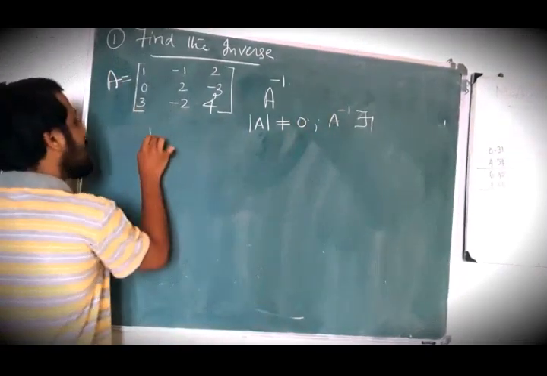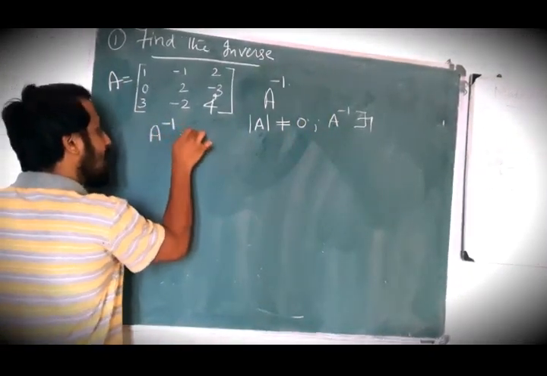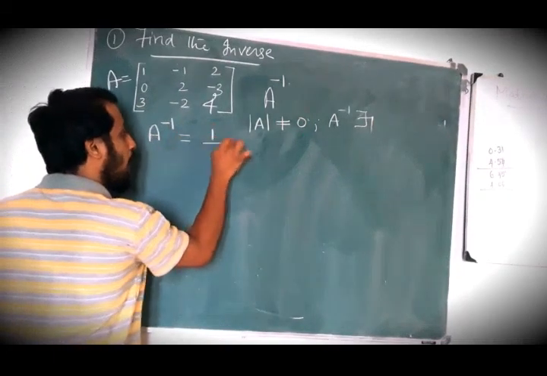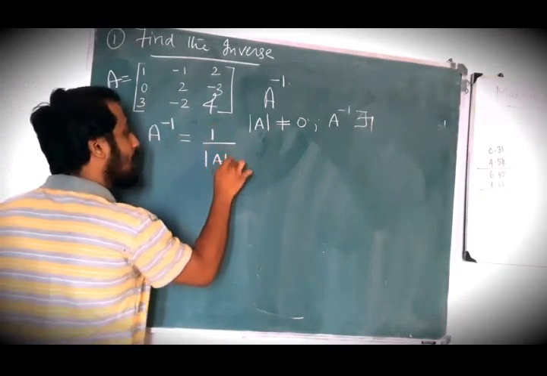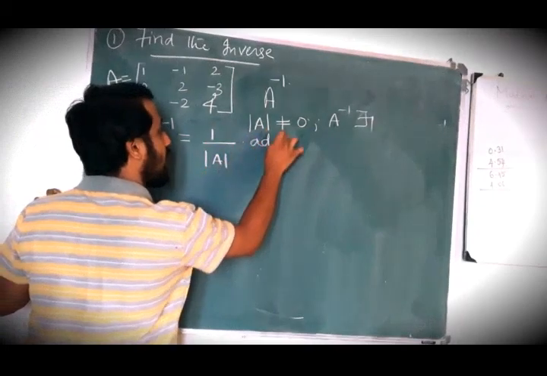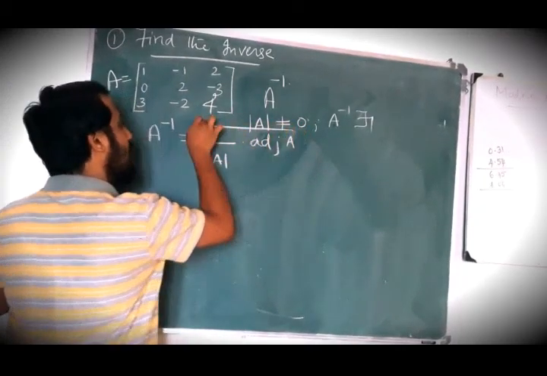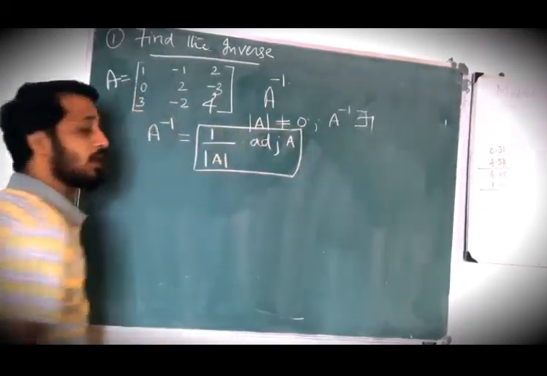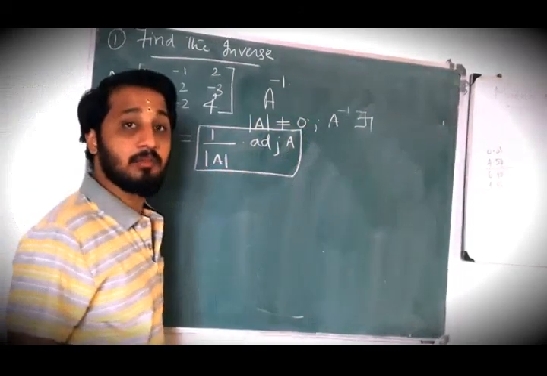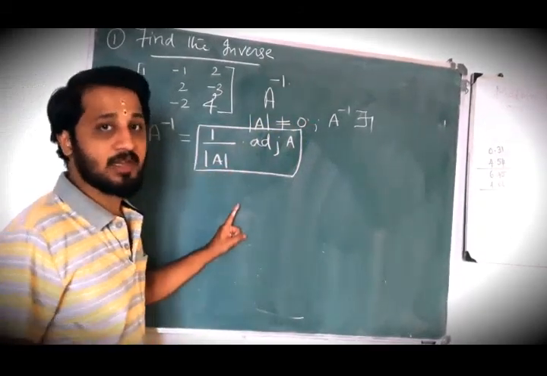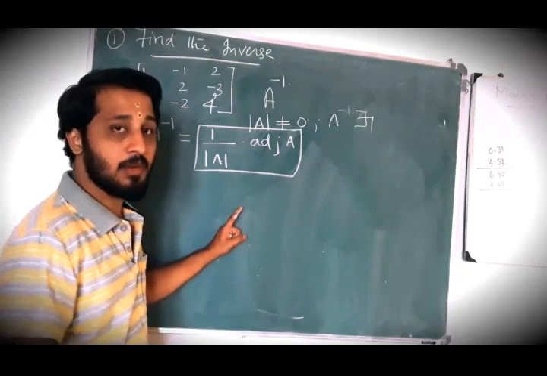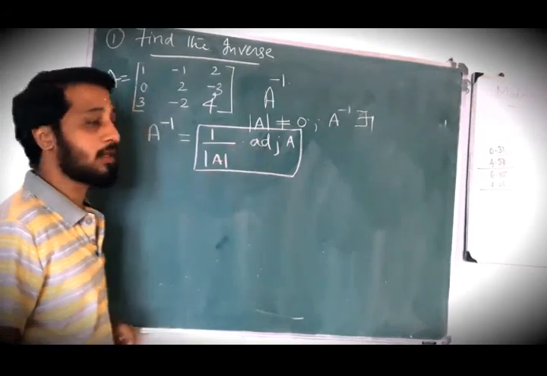How to find A inverse? The formula is A inverse is equal to 1 by determinant A into adjoint A, where adjoint A is nothing but the transpose of the cofactor matrix. In the previous episode we have seen adjoint A.